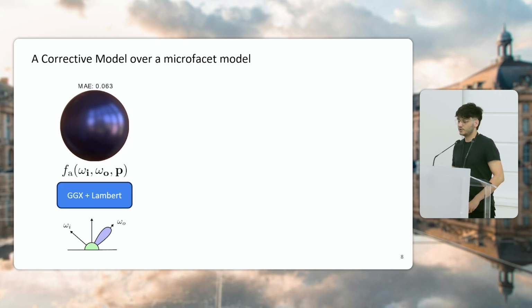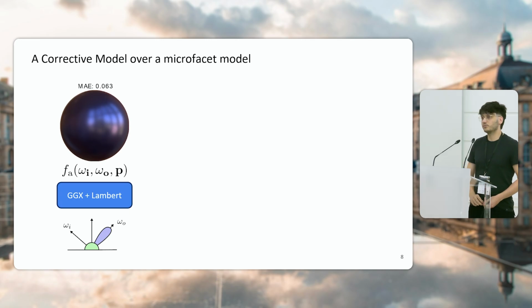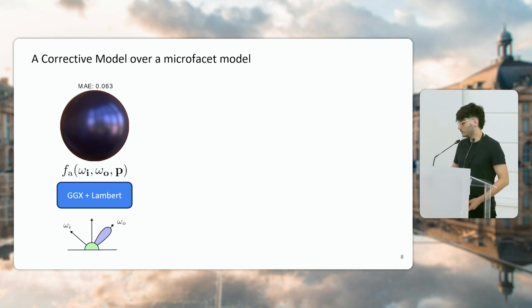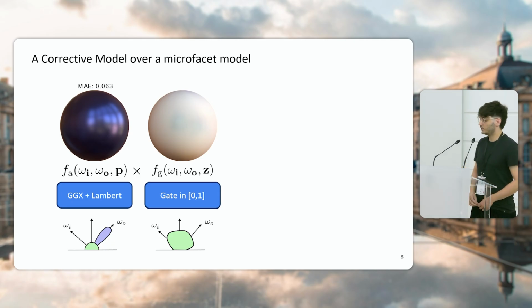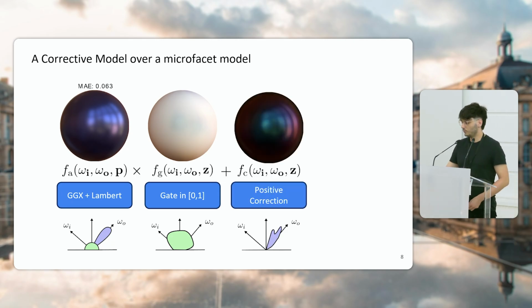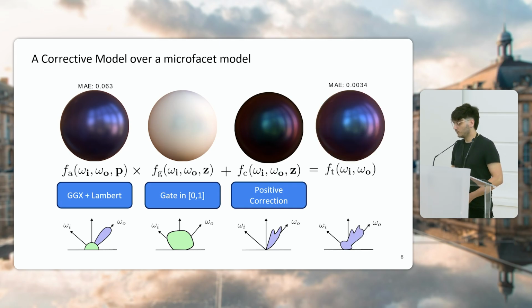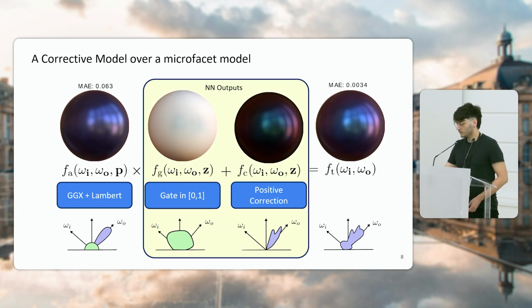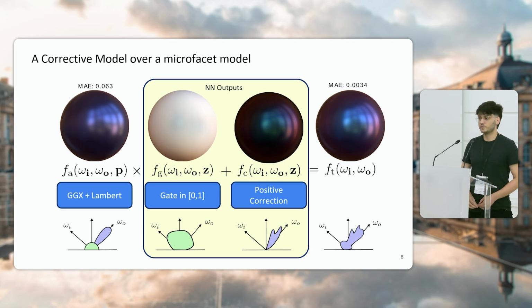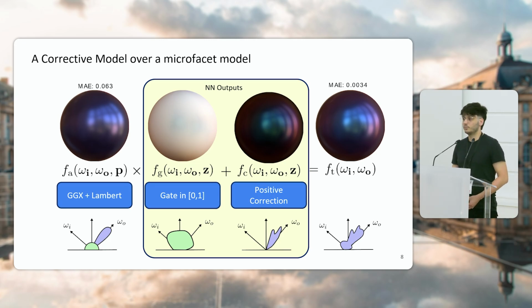So we start with a GGX specular lobe and a Lambertian diffuse. Technically, you could choose any kind of base model, depending on your situation, but we chose this one. Then we modulate it with a bounded gate between 0 and 1, and we add a positive corrective term that can modulate the final result. And then we get our complete model that produces better results on complex BRDFs. The two outputs, the gate and the positive correction, are produced from a single small neural network.